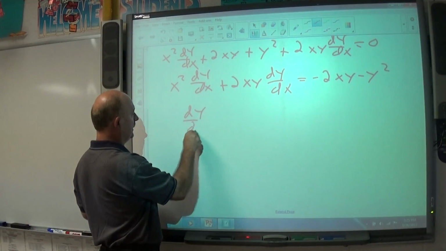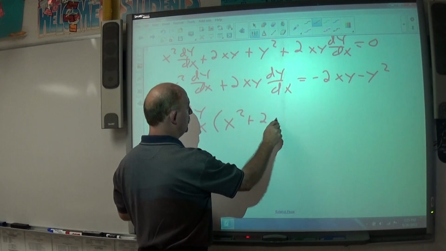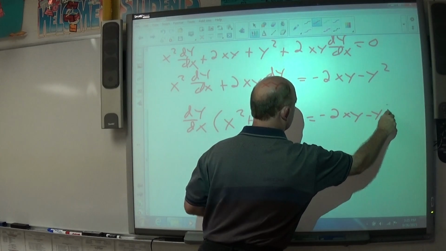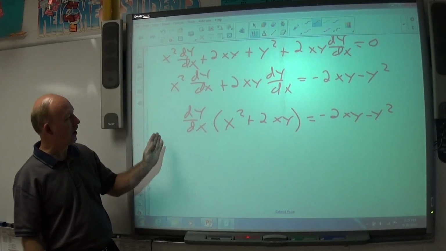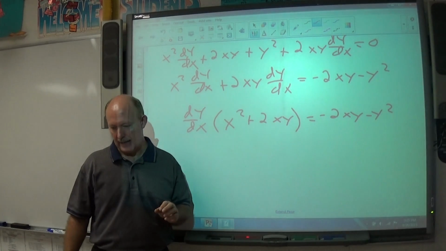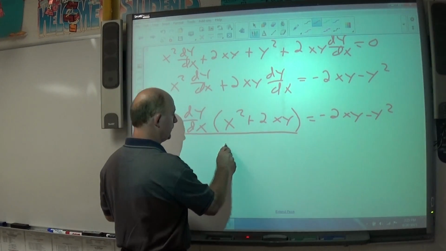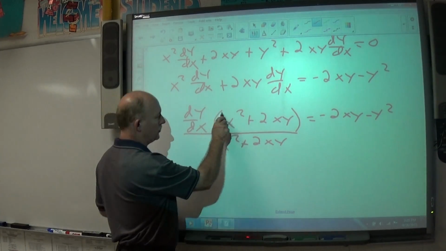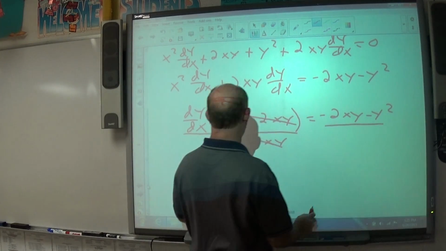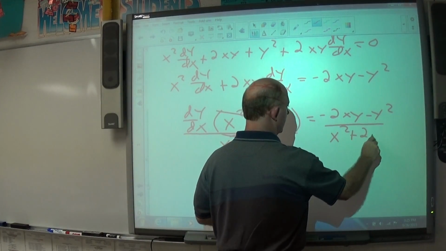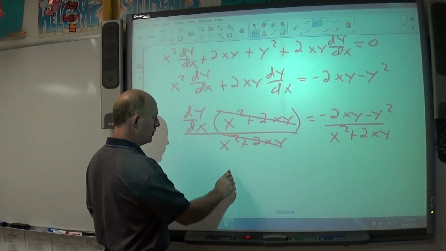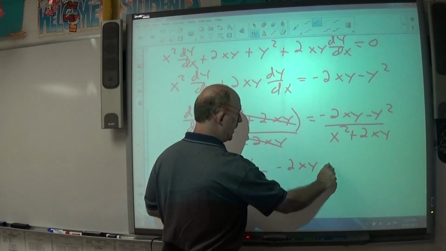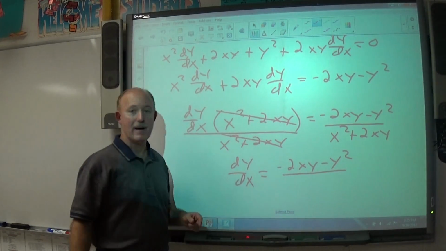So this will be dy over dx times x squared plus 2xy is equal to negative 2xy minus y squared. So factor dy dx off both of those terms. And to finish this up, we want to divide both sides by x squared plus 2xy. Remember, the last step is to solve for dy over dx. Now these two are going to cancel out. So our derivative should be dy over dx is equal to negative 2xy minus y squared, divided by x squared plus 2xy.